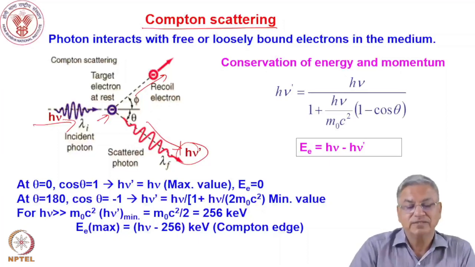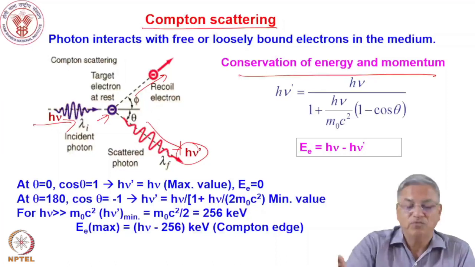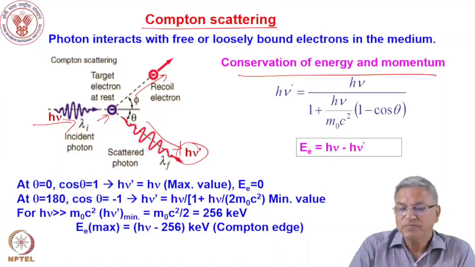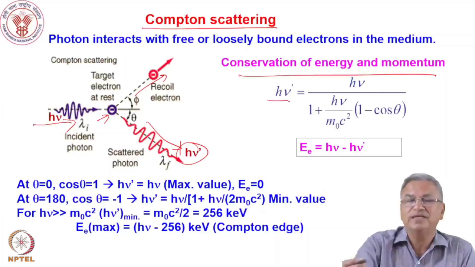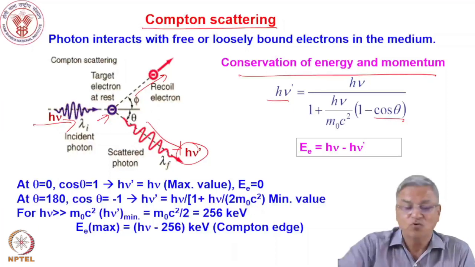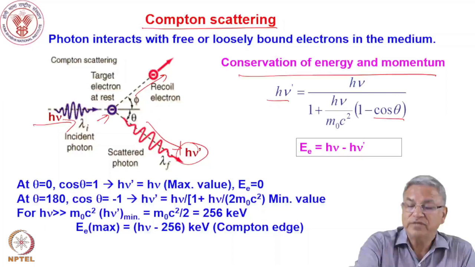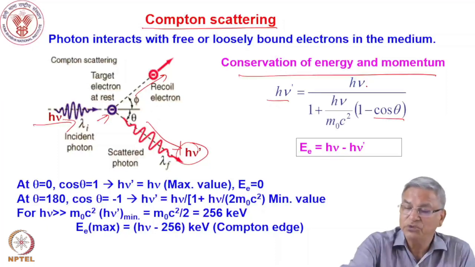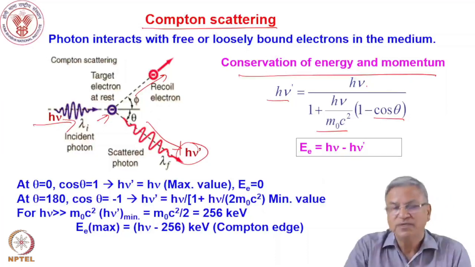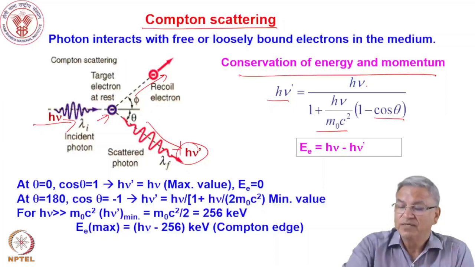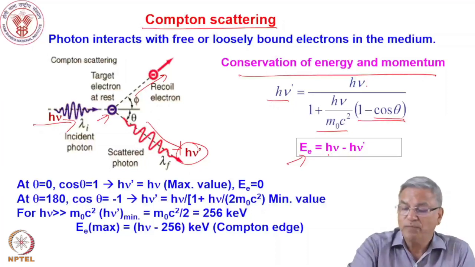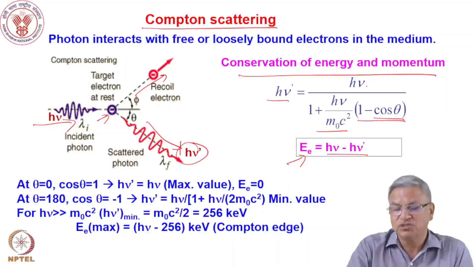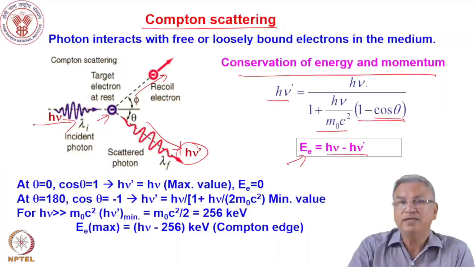You can set up the equations for the conservation of energy and momentum of the photon before and after the collision. We will not go into it, because this is a very simple derivation. Finally, we want to know the energy of the photon, which depends upon the angle at which it is emitted. So h nu dash, the energy of the quantum scattered photon, is given by h nu, the incident energy, upon 1 plus h nu upon m0 c square times (1 minus cos theta). Here m0 is the rest mass of the electron and c is the speed of light. Accordingly, the energy of the electron will be h nu minus h nu dash. So the energy of the incident photon is shared between the electron and the scattered photon.